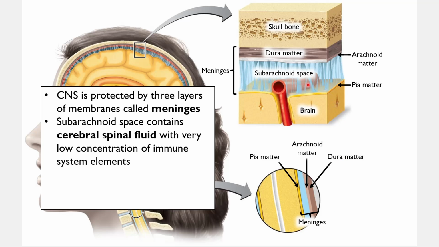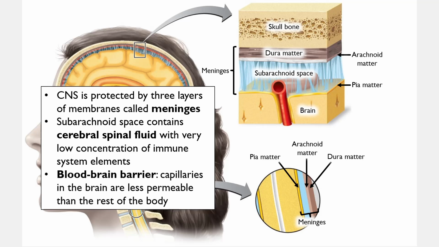The cerebrospinal fluid is tapped into your circulatory system, but it contains a very low concentration of elements of the immune system. And in general, the brain contains less presence of anything coming from the circulatory system because of something called the blood-brain barrier, which is the fact that the capillaries in the brain are less permeable than the capillaries in the rest of the body and let less stuff through. So this is important because it protects the brain. However, the permeability of those brain capillaries can change when there is inflammation, and this can sometimes allow things to get through that shouldn't get through, like pathogens.